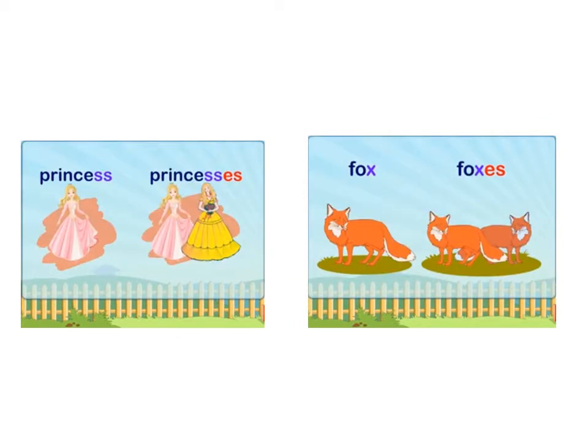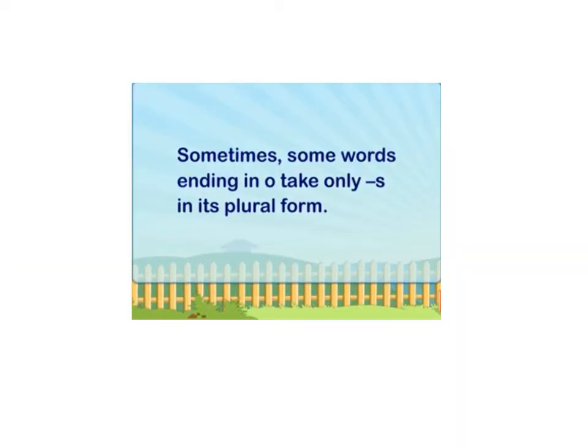Now the word ending with ss, princess. To make it in the plural form, again I am going to add es and the spelling will be P-R-I-N-C-E-S-S-E-S, princesses. Next, the word ending with x. So again I am going to write es to make it in the plural form. If the word is fox, F-O-X, the plural form of fox is foxes, F-O-X-E-S, foxes.